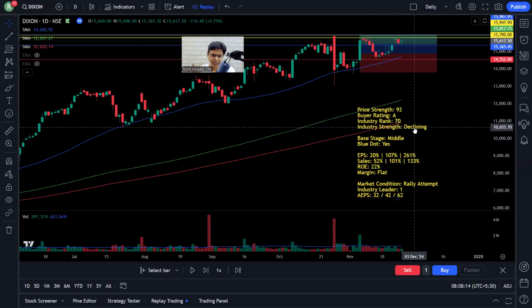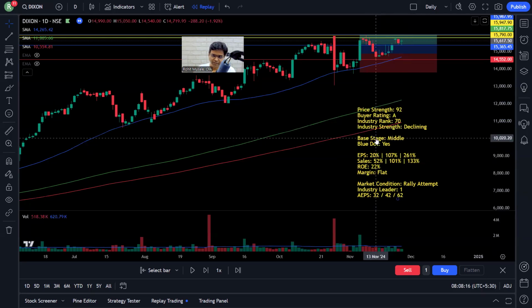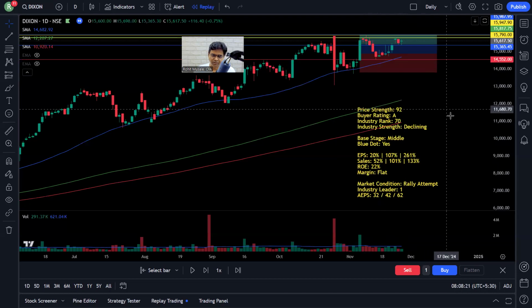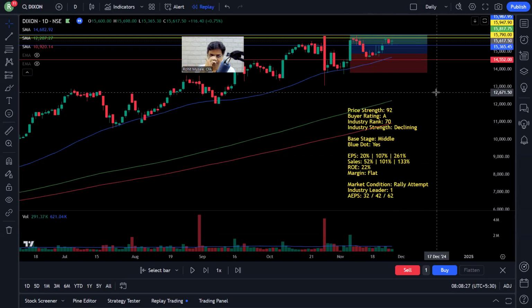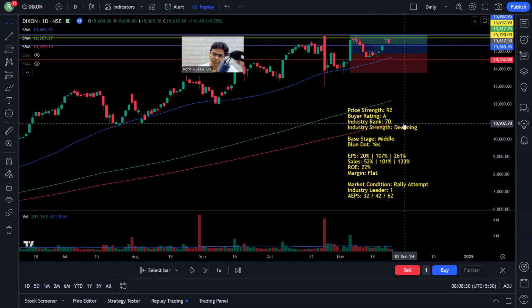Now I look at technicals. Technicals, base stage and blue dot. I will come to base stage and blue dot. Before that, I need to discuss the chart itself. So if you look at the chart, this is what I saw before I bought the stock. And these are the numbers before I bought the stock.